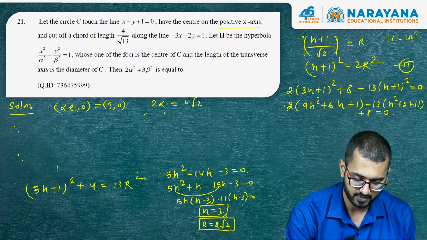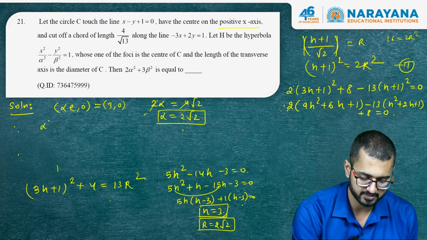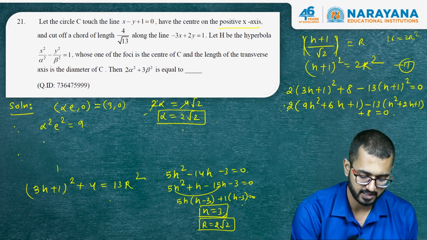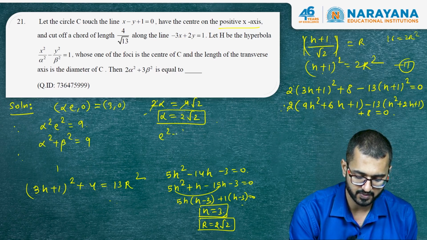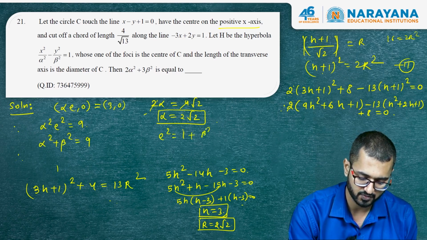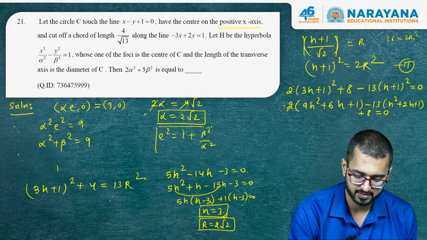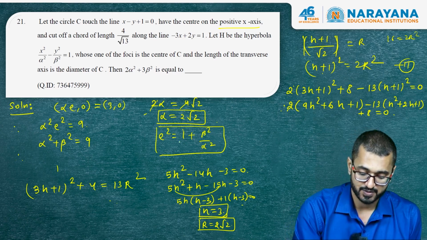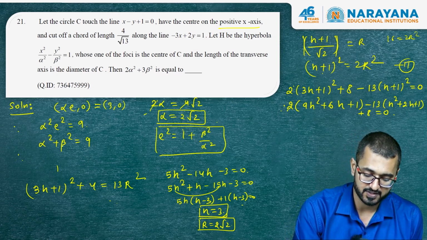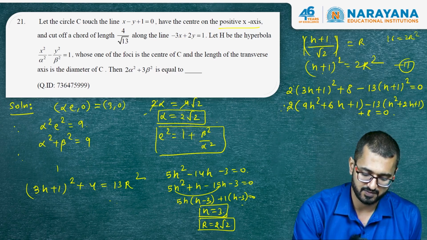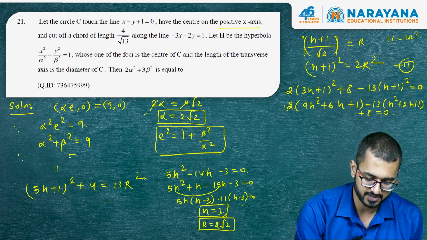Right? So from here we get α is equal to 2√2, and from here we'll square this thing. So α²e² will be equal to 9. Now α²e² can be written as α² + β² is equal to 9. Why? Because e² is equal to 1 + β²/α². We know this, the formula for eccentricity. So we'll just plug in here. So I'll be getting α²e² is equal to α² + β². Alpha square is going to be 8. So that means from here we get β² is equal to 1.